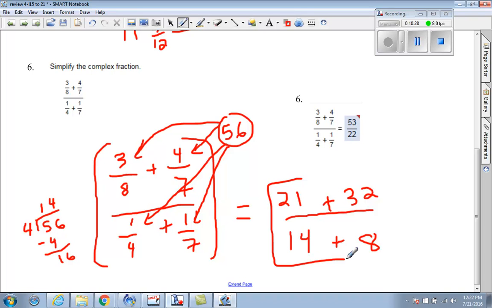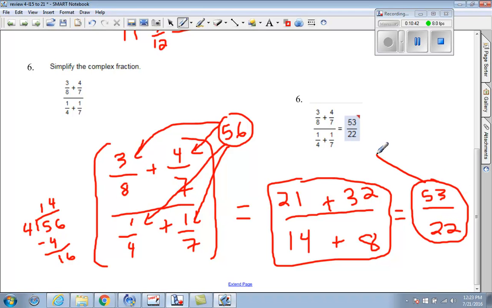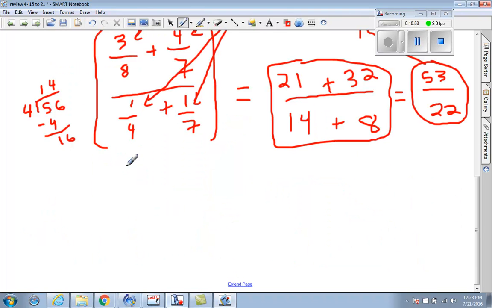Now, if I arrive here, that's great. I just have to keep cleaning. So that's going to bring me to 53 in the numerator, and 14 plus 8, 22 in the denominator. And voila, we got the answer. Now, I do want to mention that this is kind of a little shortcut trick. The only other way to deal with it is to deal with it separately.